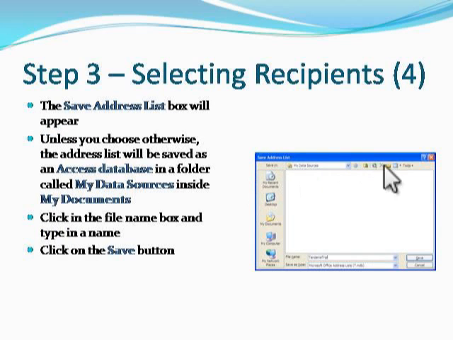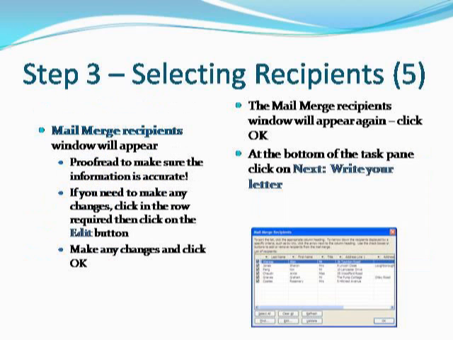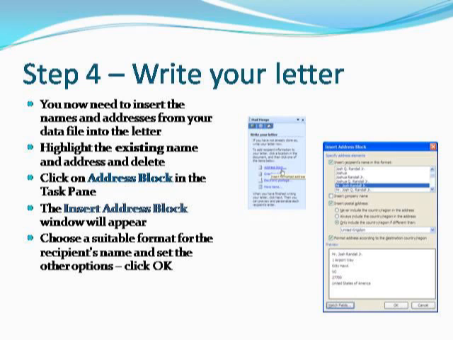The Save Address List box will appear and you can choose where you want to save the address file and click the Save button. So here your recipient list will be prepared and the mail merge recipients window will appear. This will show you the address list which you have made. Now next is to write your letter. You move to step 4.